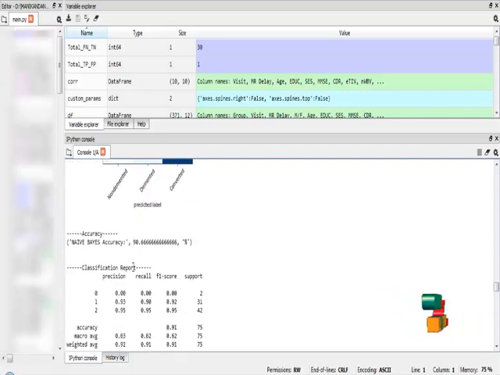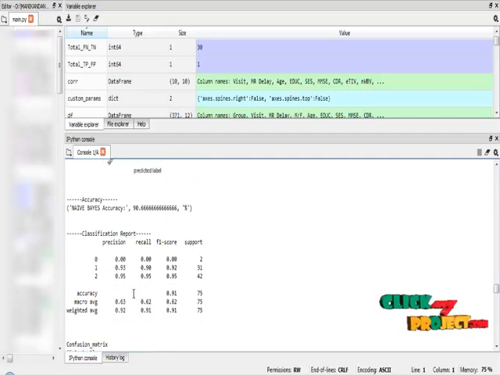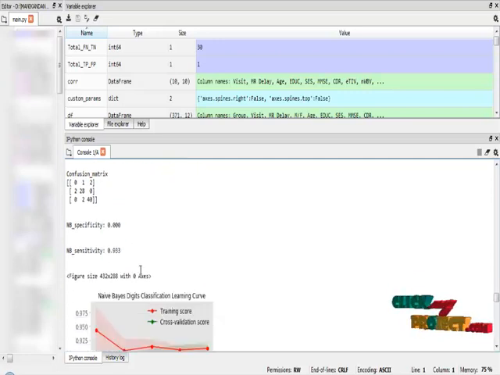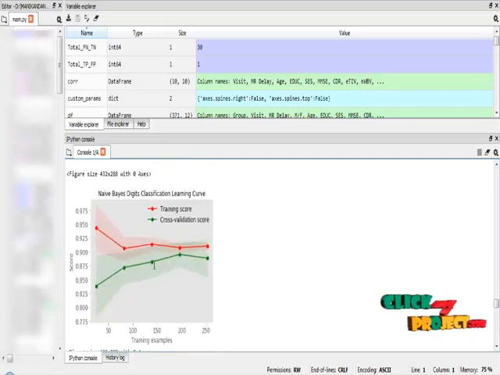After that, I implement the Naïve Bayes algorithm, and the Naïve Bayes result is 90%. These are the classification report of the Naïve Bayes algorithm, and this is the confusion matrix for the Naïve Bayes algorithm, and the sensitivity is 0.93. This is the learning curve for the Naïve Bayes algorithm, and this is its confusion matrix.